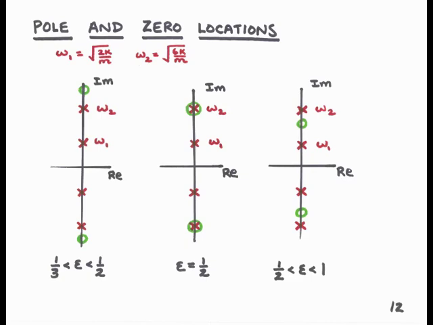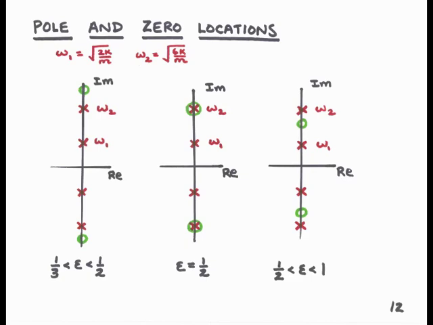The center figure shows where the poles and zeros are for the case epsilon equals 1/2, that is, the sensor is at the center of the beam. You'll note that the zeros lie precisely on top of the poles of the tilt mode at omega 2. The cancellation of the poles and zeros here indicates that the tilt mode is not observable if you had the sensor placed at the center of mass.